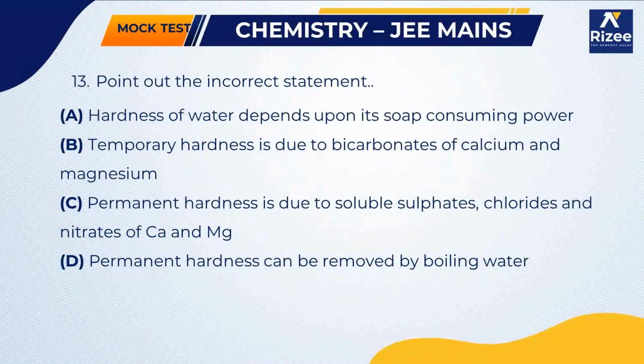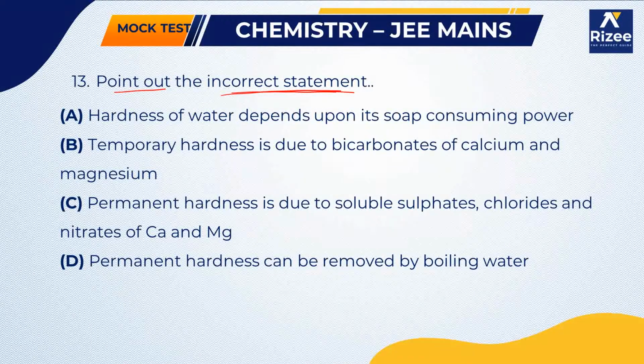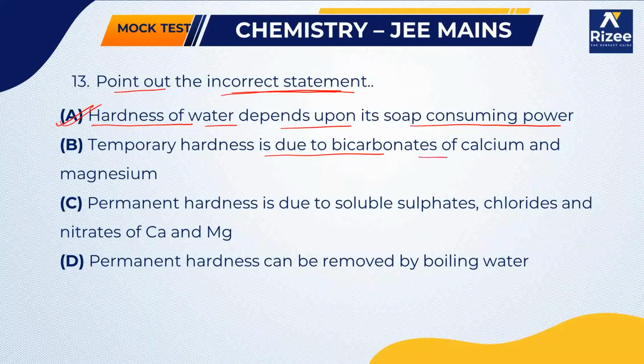Next question. Point out the incorrect statement, he is asking. Incorrect statement means it is a false statement. So what is the false statement here? Next, see the options. Let us see what is given: hardness of water depends upon its soap consuming power. Yes, because soft water gives lather with the soap, whereas hard water does not give lather with the soap. So this is the correct statement. Next, temporary hardness is due to the bicarbonates of calcium and magnesium. Yes, temporary hardness is because of the bicarbonates of calcium and magnesium. So this also is a correct statement.